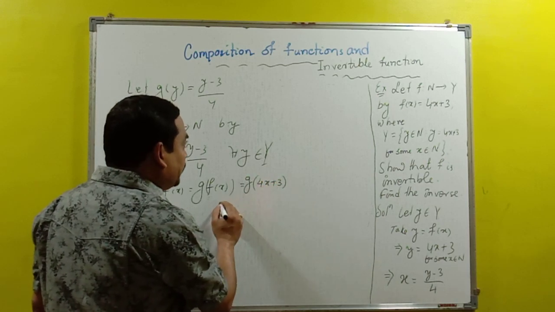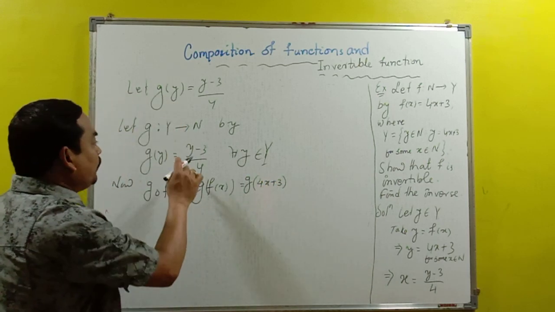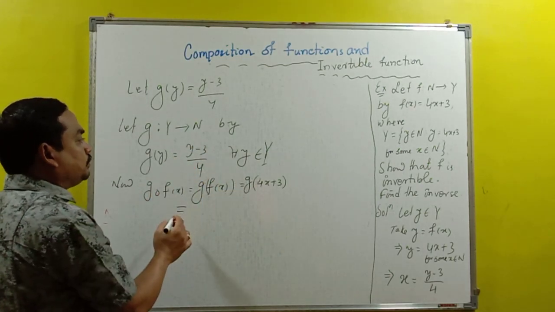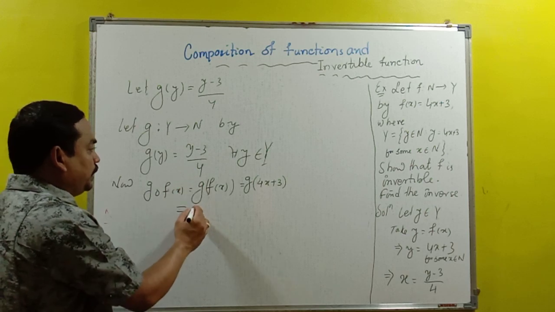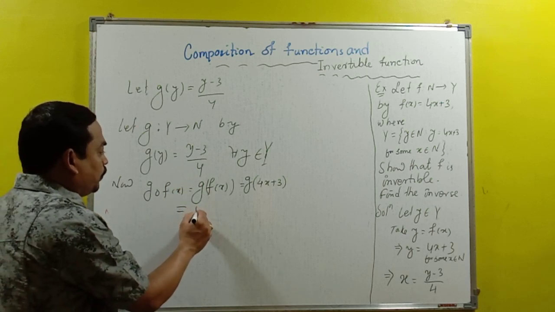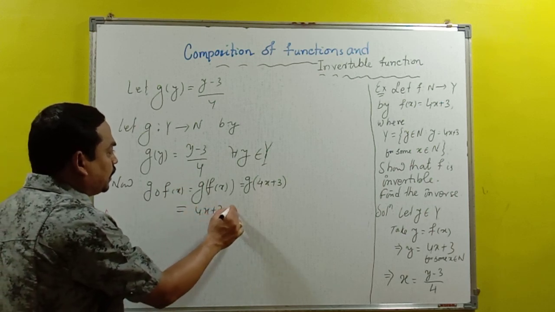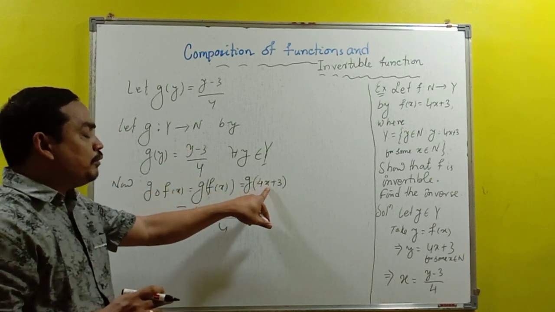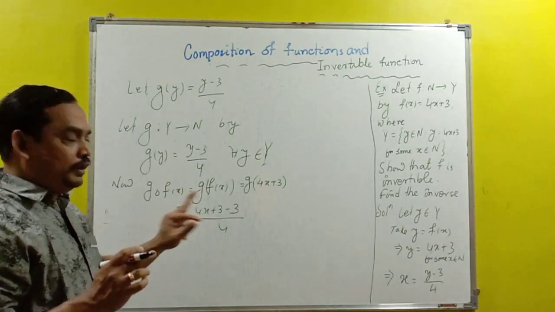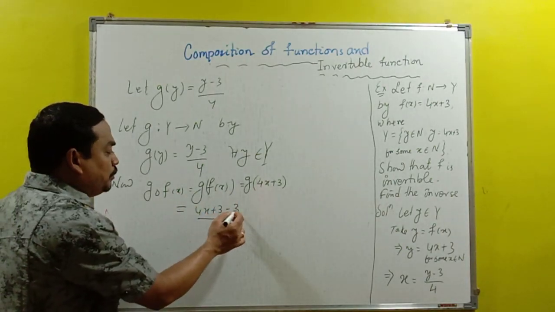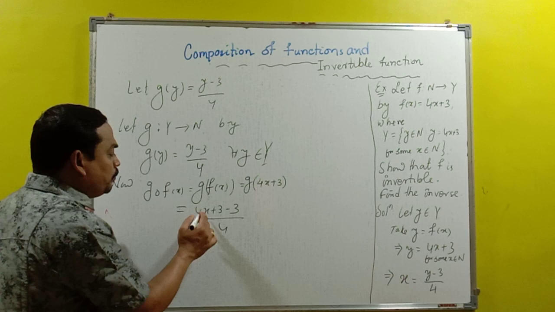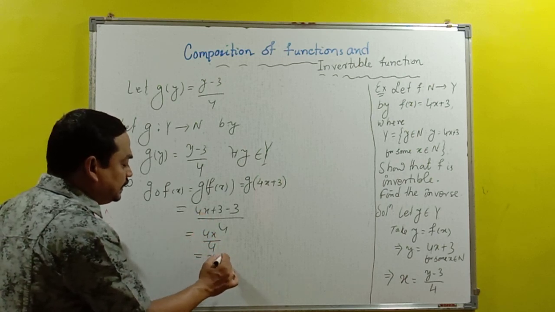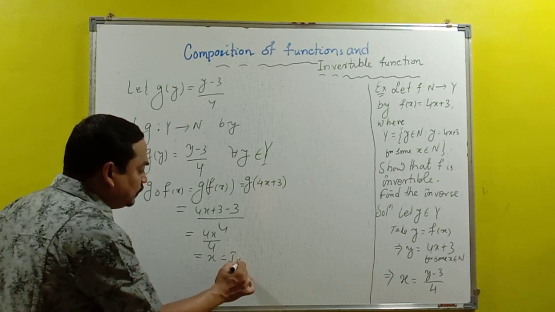So that will be equal to, now in place of y, this will be replaced by 4x plus 3. That will be (4x plus 3 minus 3)/4. Look here, in place of this y we have to replace 4x plus 3. So here 3 minus 3 is 0, and 4x by 4 is left, which is x. This is nothing but your identity function.